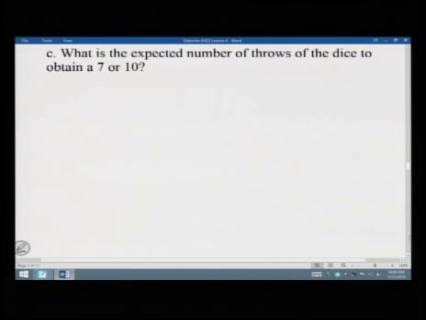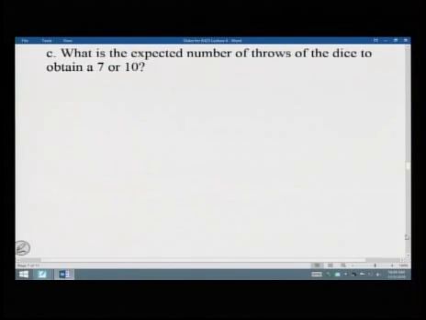So this is it. It's asking you the expected number of throws of the dice required to obtain the success. In this case, if you obtain 7 or 10, it is a success. Then it looks like we need to use a geometric random variable for this case. Is that right?